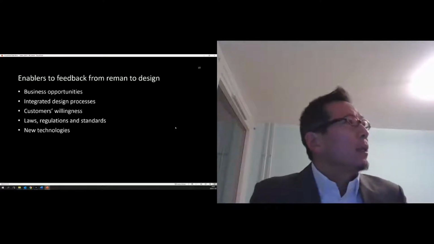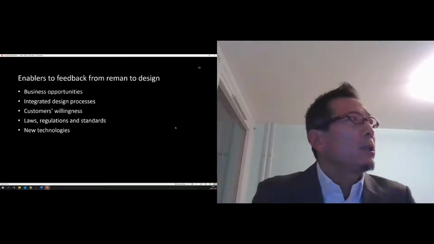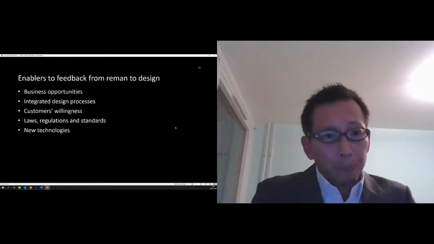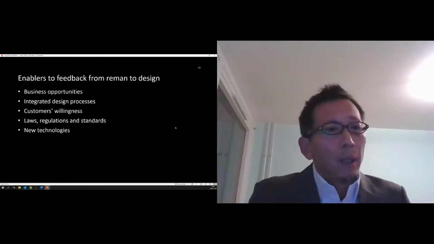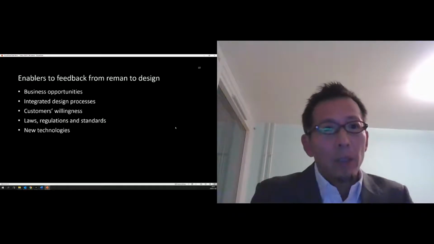This slide elaborates a bit more for the enablers, and it highlights also design process, that is integrated design process is also highlighted. New technologies as well.